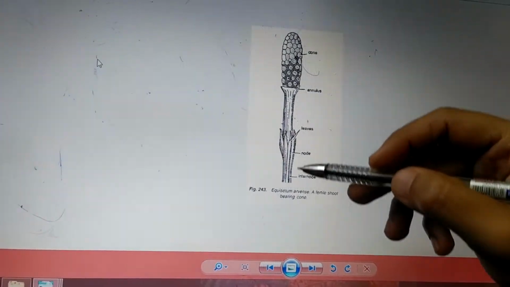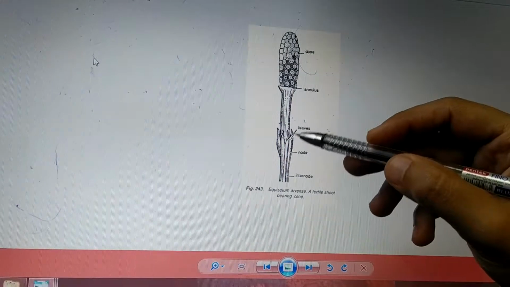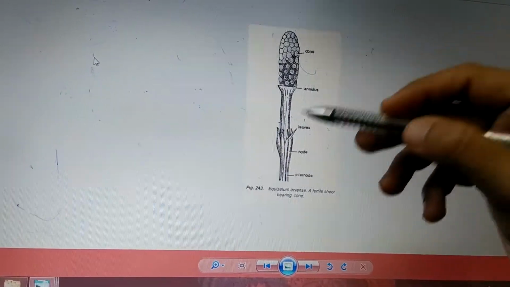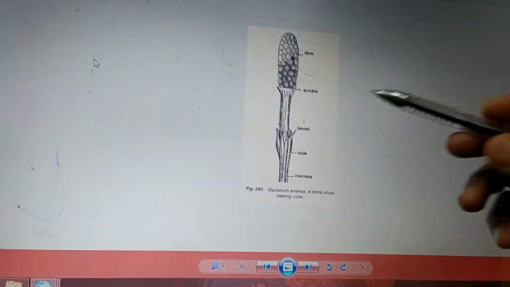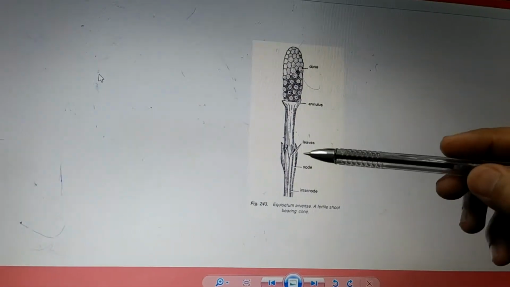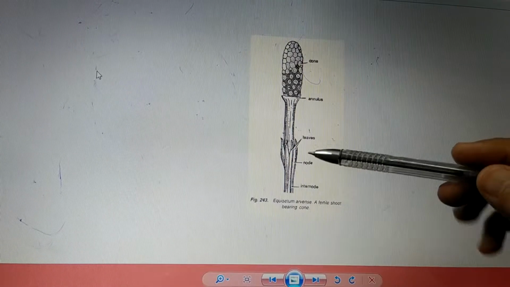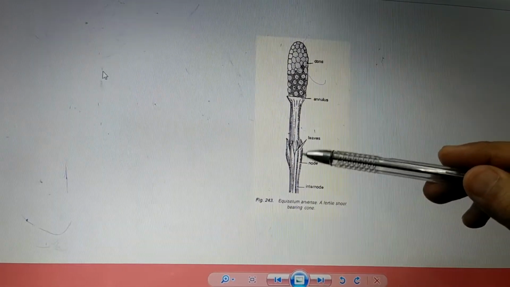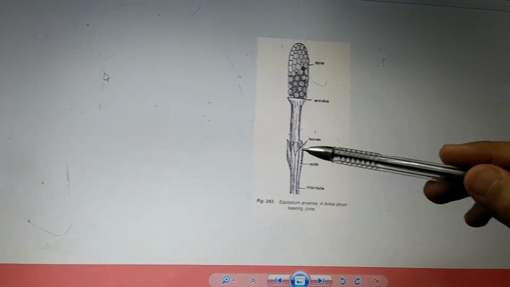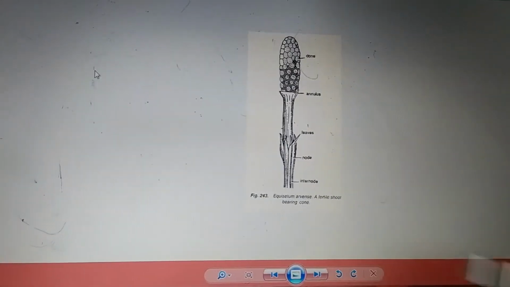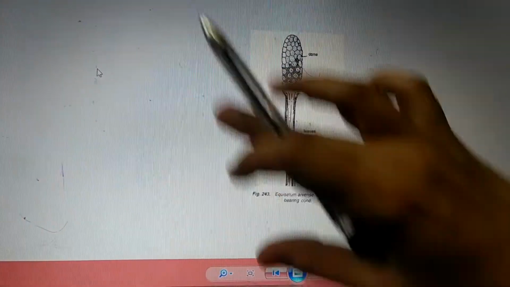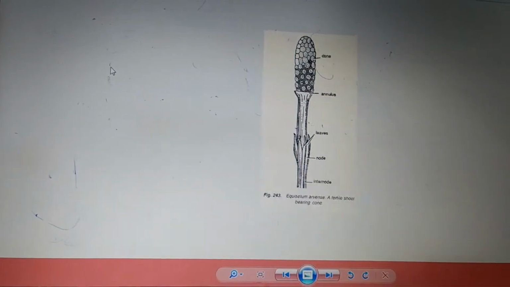Below we have the shoot. On the shoot we have leaves, scaly leaves. This is in case of the fertile shoot. In case of the vegetative shoot we have thin elongated spiny leaves. These scaly leaves won't show any kind of photosynthetic activity. We have nodal region and internodal region. This is the structure of a fertile shoot.